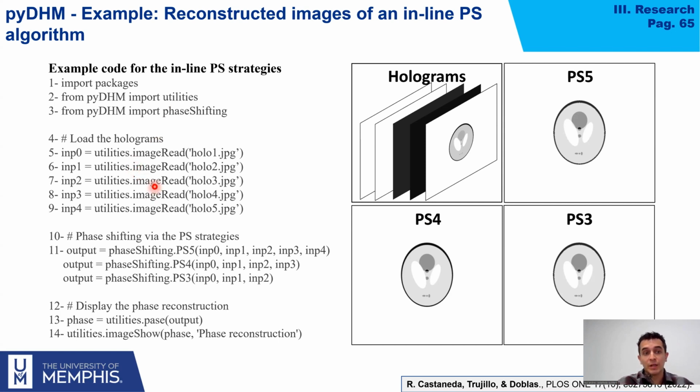And of course, finally, call the specific function that you want to implement. For instance, phase shifting 5 holograms, phase shifting 4 holograms, or phase shifting 3 holograms. These are the parameters that each implementation needs, and then compute the phase. So these are the holograms, and this is the reconstruction for PH5, PH4, and PH3.